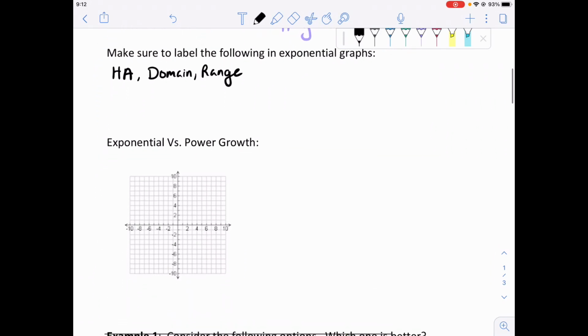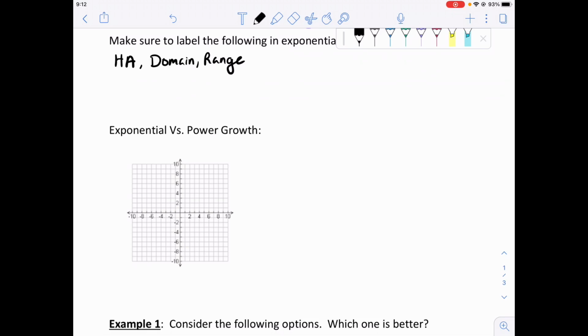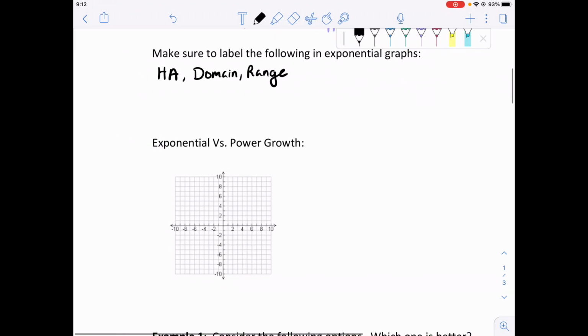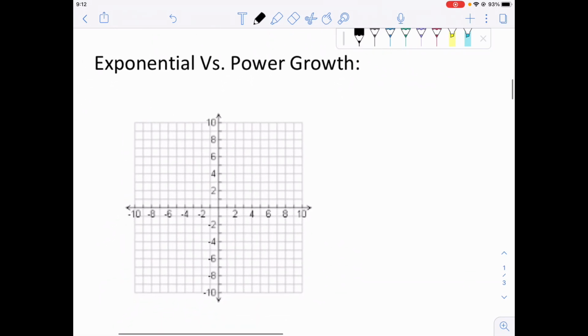So I kind of mentioned this at the beginning, that there's a difference between exponential and power growth. So power, what do we mean by that? Well, we mean when we have powers or exponents, so like x squared is power growth, x cubed is power growth, x to the 4th, etc. Those are all power growth things. Exponentials are like what we just talked about, 2 to the x.